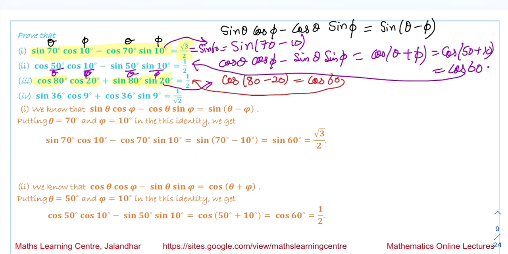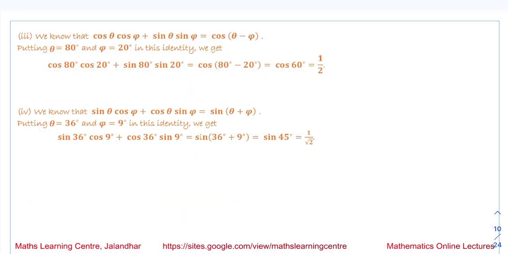These calculations are shown on our next slide. So we have shown over here that cos 80 cos 20 plus sin 80 into sin 20 is equal to cos 60, that is equal to 1 by 2. Similarly, in the last part we have sin 36 cos 9 plus cos 36 sin 9. This is the formula for sine of 36 plus 9, and the answer we obtain is sine of 45 degree, and the value of sine 45 we know is equal to 1 by square root 2.